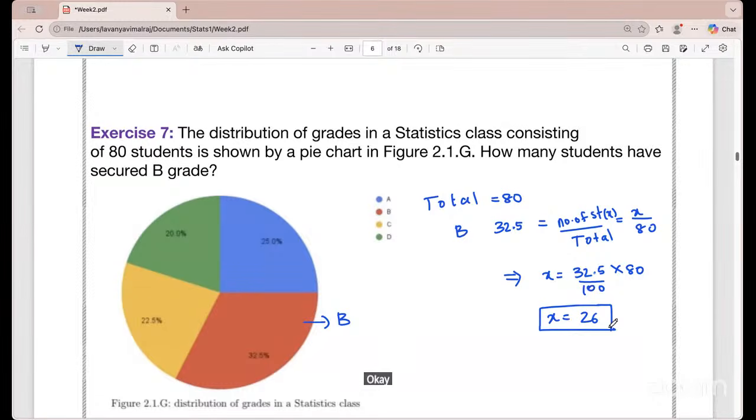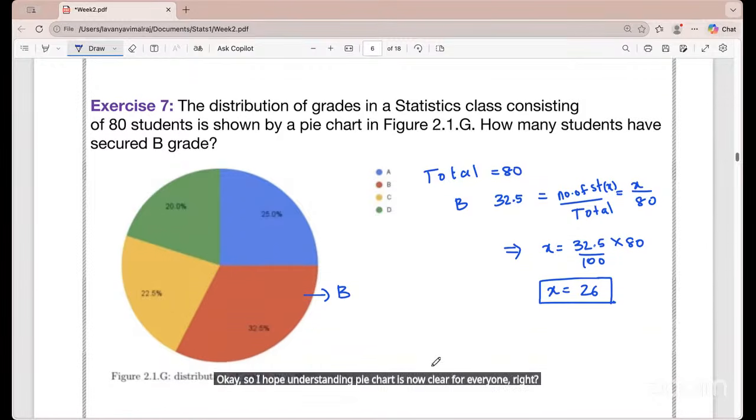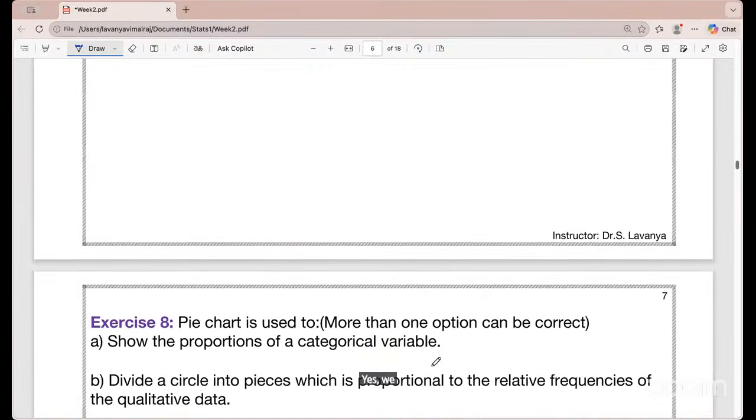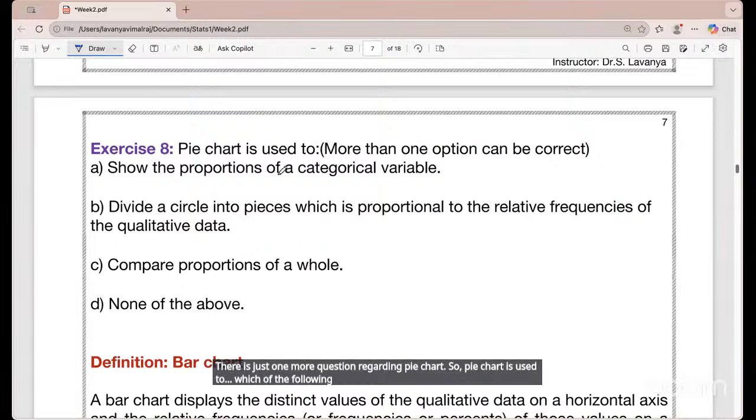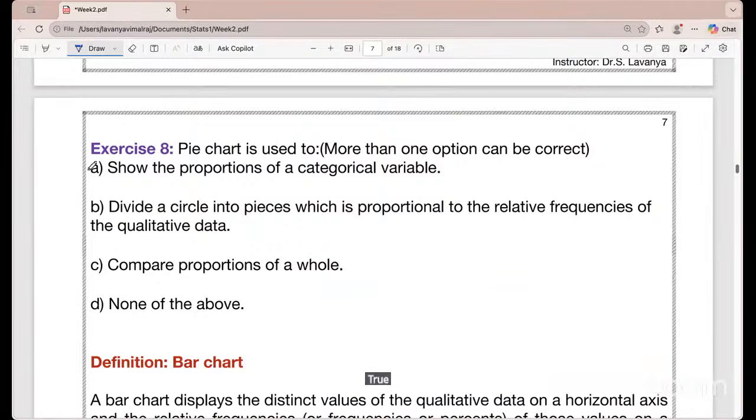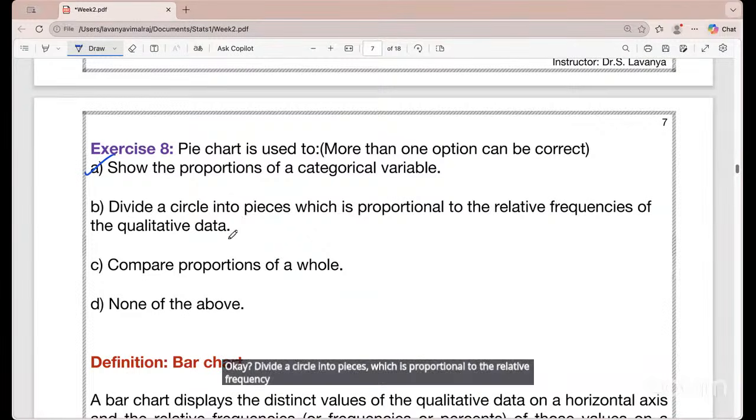I hope understanding the pie chart is now clear for everyone, right? Yes, ma'am. There is just one more question regarding the pie chart. Pie chart is used to which of the following? Show the proportions of a categorical variable. Is that true? Yes, true. Divide a circle into pieces proportional to the relative frequency of the qualitative variable.